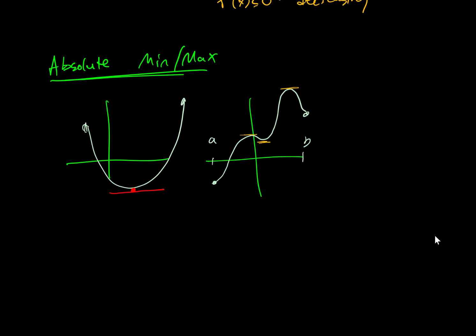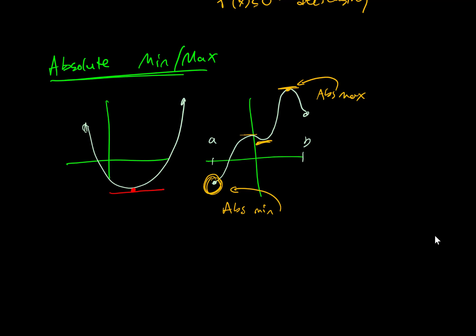Okay, so for this graph in particular, look, my absolute min will be this endpoint. Even though this is a local min, I have a point less than that. My absolute max will not be the endpoint, it'll be this critical point right here, because that was definitely the highest point on this interval.